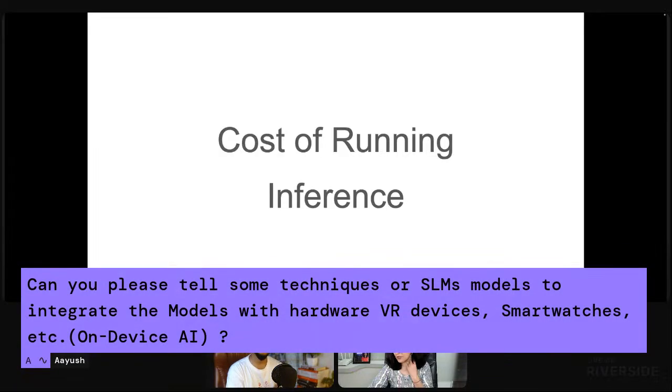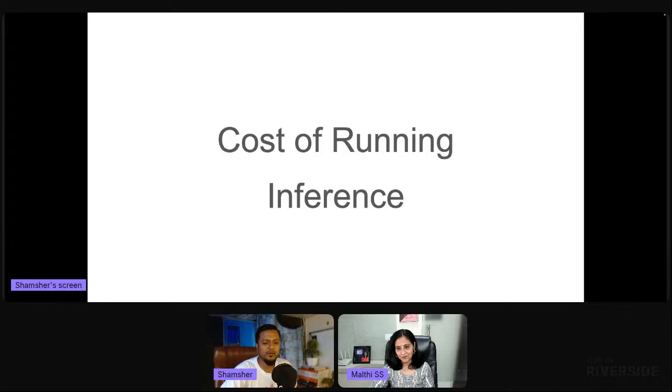He's asking, can you please tell me some techniques for SLM models to integrate with hardware, VR devices or smartwatches? So if you're using it on small hardware devices, I would recommend you use Liquid AI's small language model. They have a billion parameter model, which is very efficient. I've tested it locally on my Mac M4, and I think this 1 billion parameter model will be sufficient to put on small hardware devices.